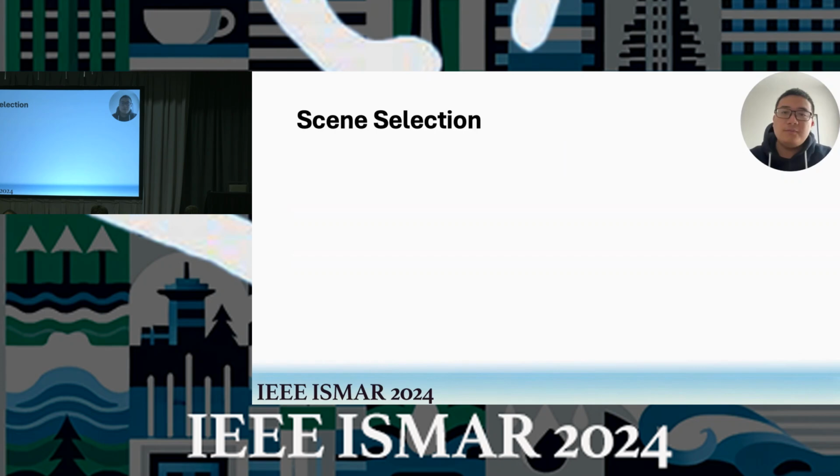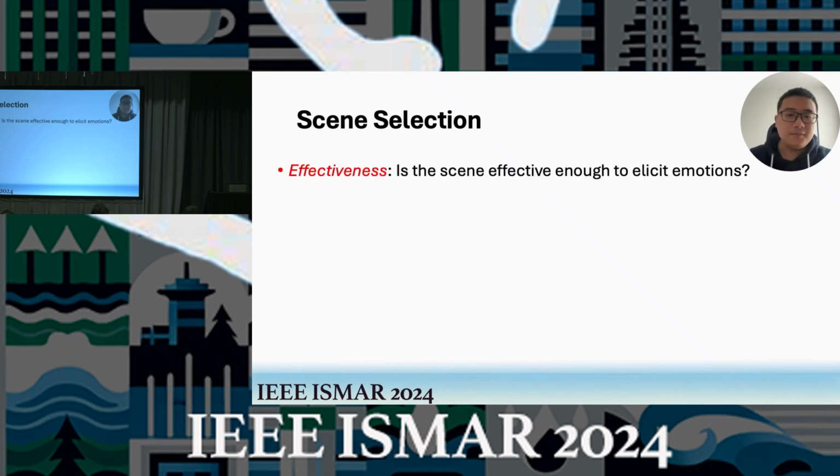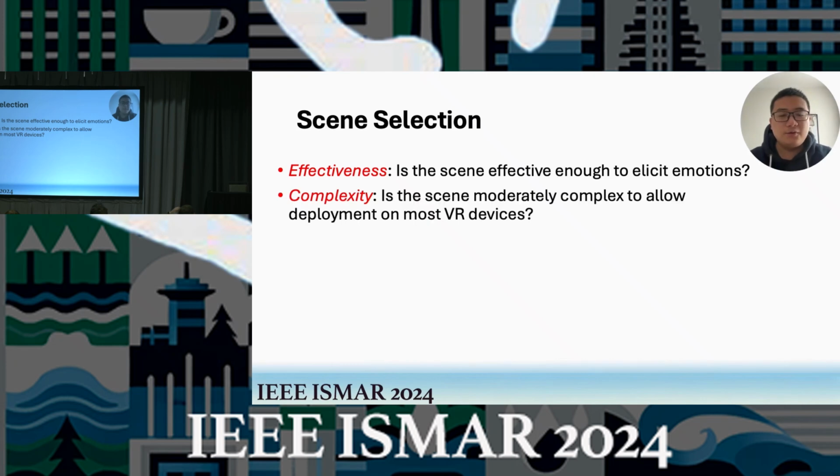Talking about the dataset, the first thing to consider is what kind of data we are going to provide. When it comes to VR emotional scenes, the first thing is scene selection: what kind of scenes we should provide in our dataset for emotion purposes. What we think about is these things. First, effectiveness: the scenes should be effective to elicit targeted emotions. That's a basic requirement. Then there is complexity.